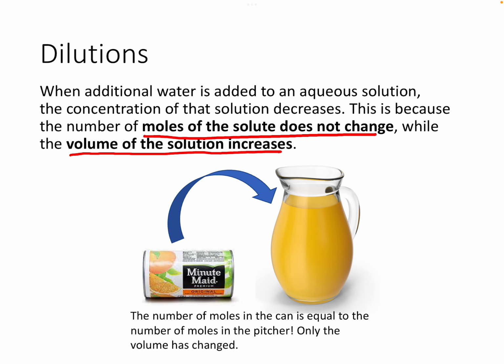All right, so for example, let's say you buy a concentrated juice that's in a can from the store. And in order to make that drinkable, you typically add more water. So we would dump the contents of this can into our pitcher and we'd add water. Now, the number of moles of juice in the can is going to equal the number of moles of juice in the pitcher. So only the volume of solution, or the volume of water, has changed.